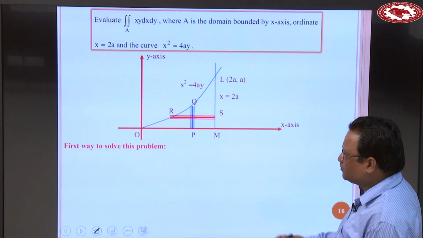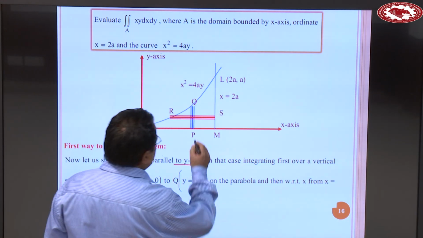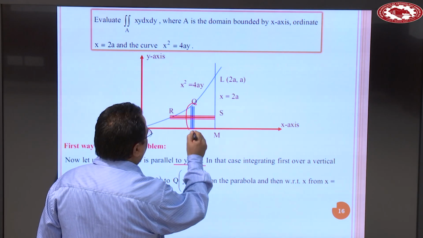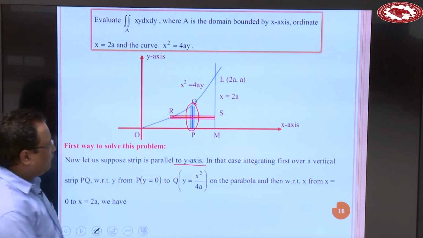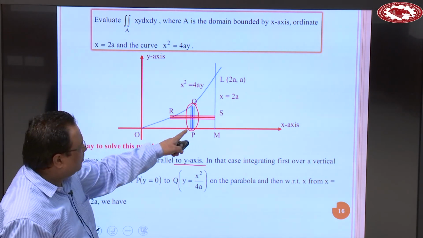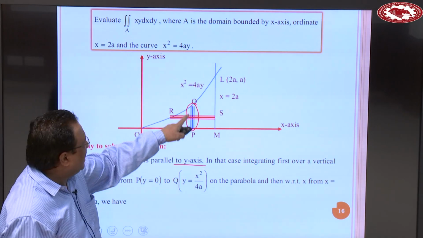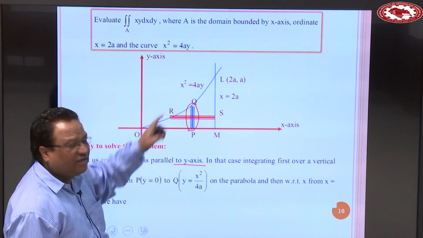Okay, first way to solve this problem: let us suppose the strip is parallel to y axis. Strip is parallel to y axis, this one strip. Clear? From y1 to y2, y1 here is 0 and y2 lies over here, so y2 is x square over 4a.